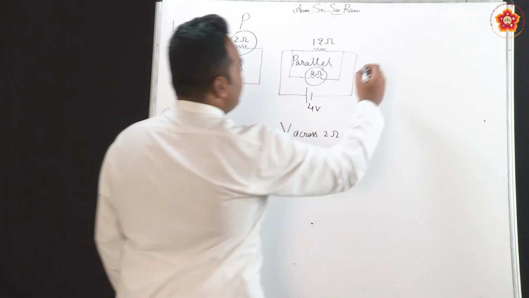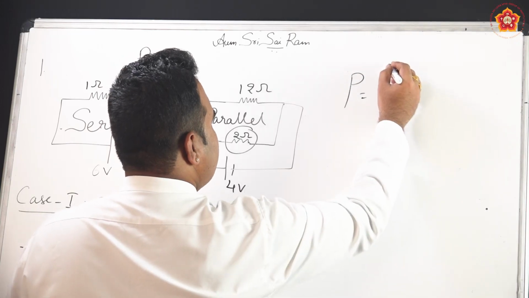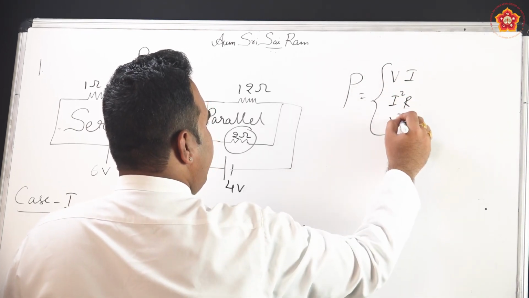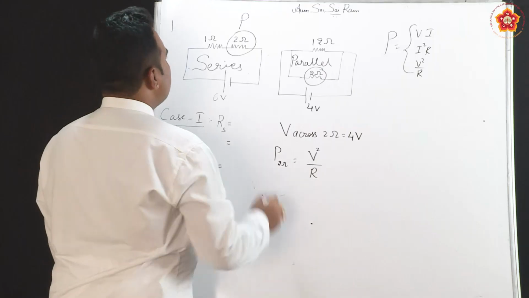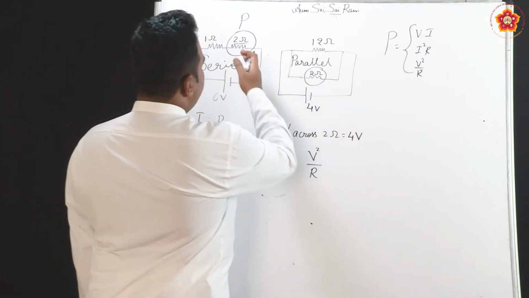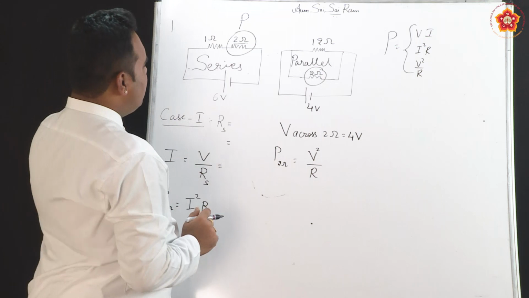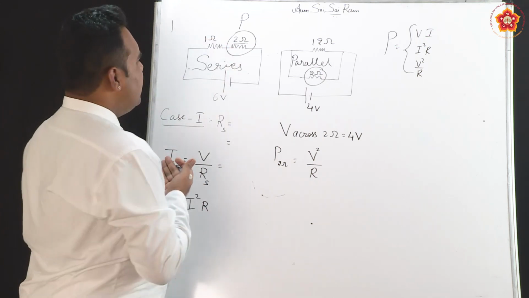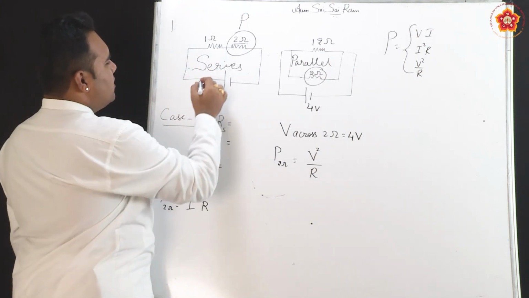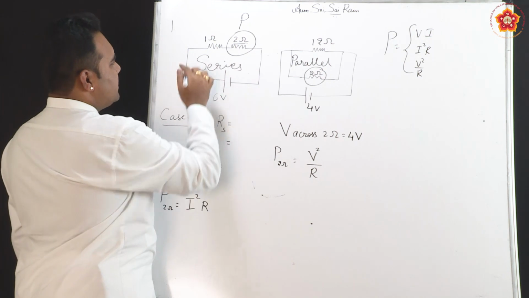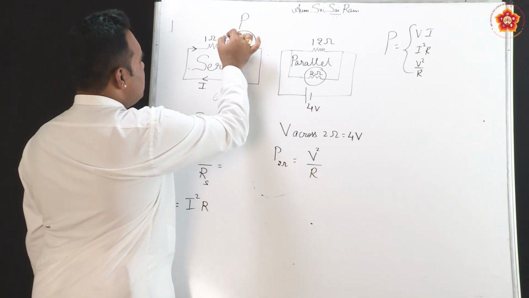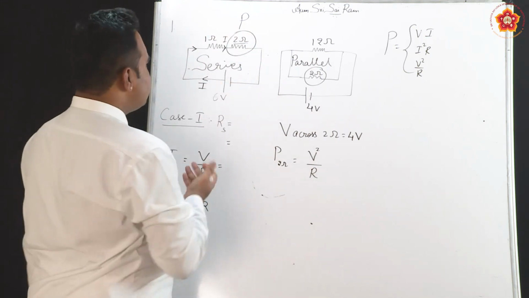Now, we know the formula for power. Power has 3 expressions: V into I, I square R, and V square by R. I already know the resistance here, so by calculating either the current flowing through or the voltage across this 2 ohm resistor, I will be able to calculate the power. Since this is a series circuit, the total current flows through the 1 ohm resistor and the same current flows through the 2 ohm resistor. The current will not change since the circuit is series.